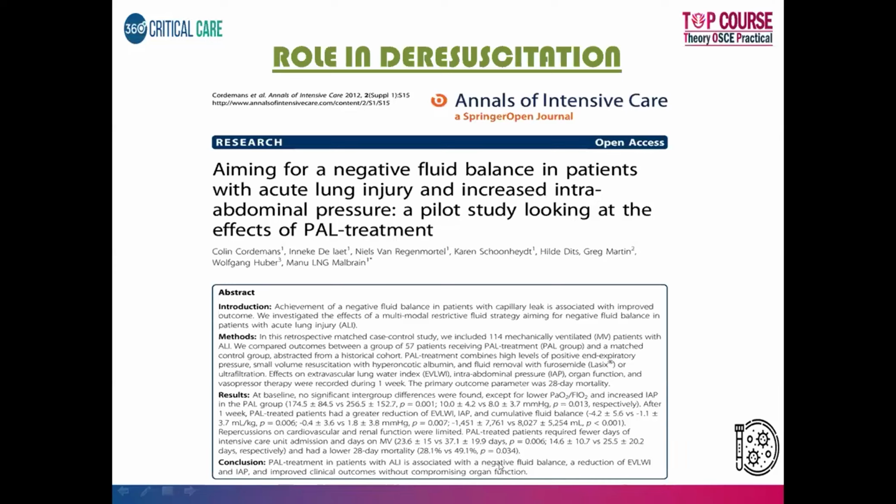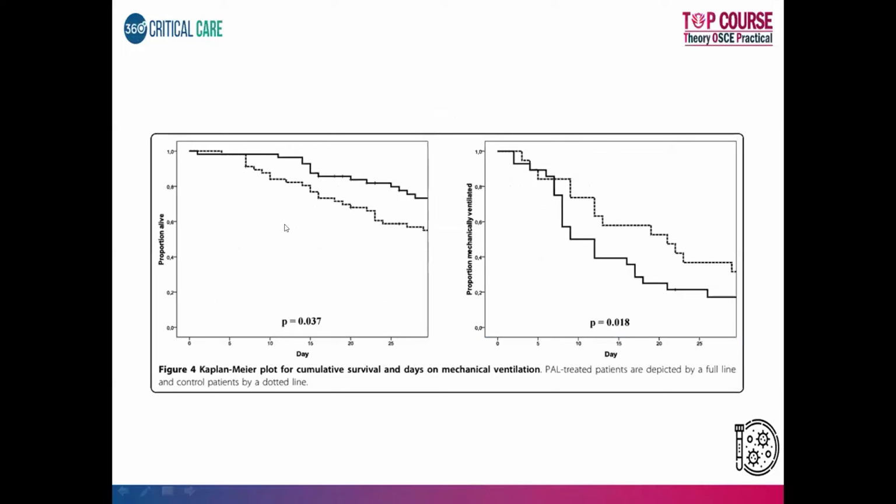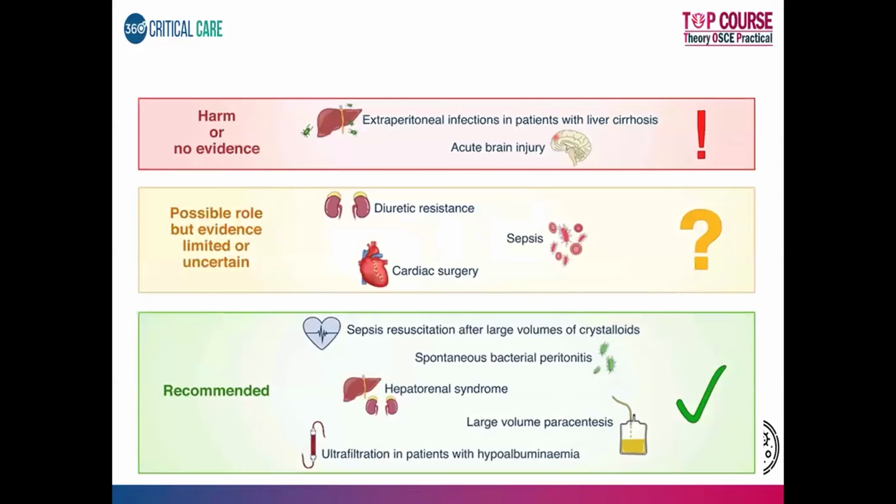There is a reduction of extravascular lung water, and there is also a reduction of intra-abdominal pressure with some improved clinical outcomes without compromising the organ function. So this is about the PAL treatment. This is a Kaplan-Meier plot which shows that the cumulative survival is better with the PAL treatment, and the proportion of mechanically ventilated patients, those requiring ventilator, were actually less in PAL treatment. Because all these three combination together has made a restrictive fluid management in acute lung injury patients.